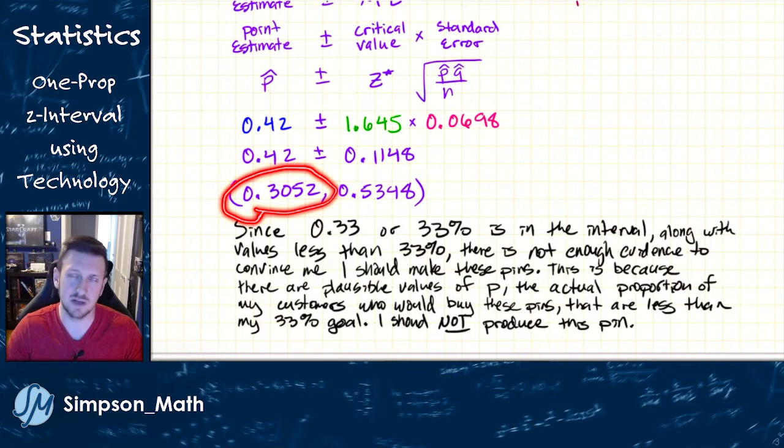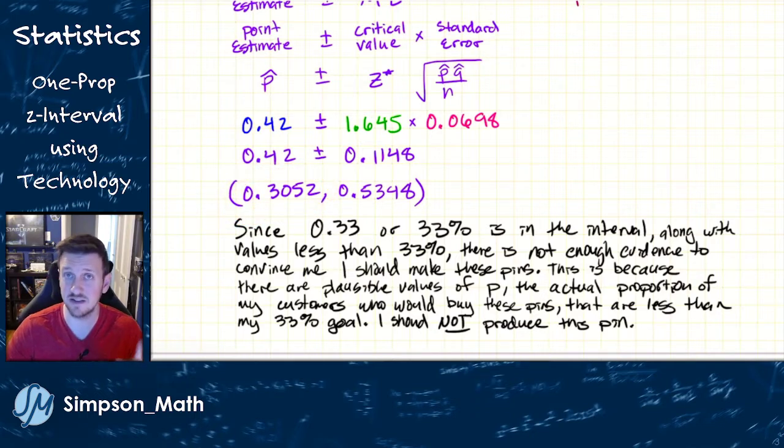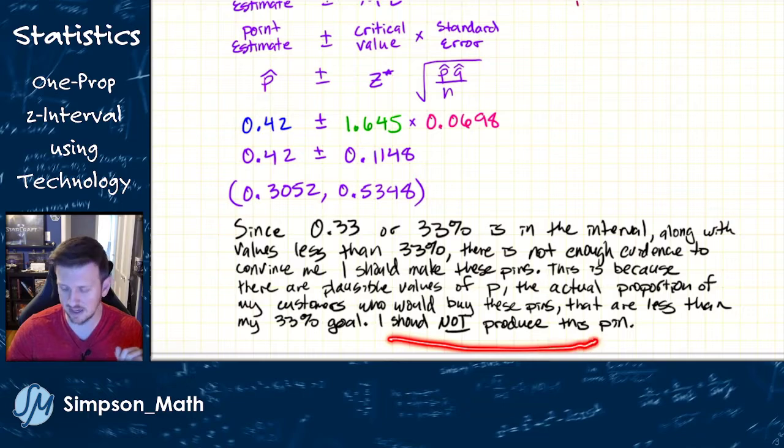I might be like, oh, well, it's close enough, and kind of go for it. But if I was to be hardline, going for, nope, I need to be convinced it's at least 33%, this is not enough, because there's evidence it could be 33% or actually lower. So I should not produce the pen. And I have this explanation here in words.